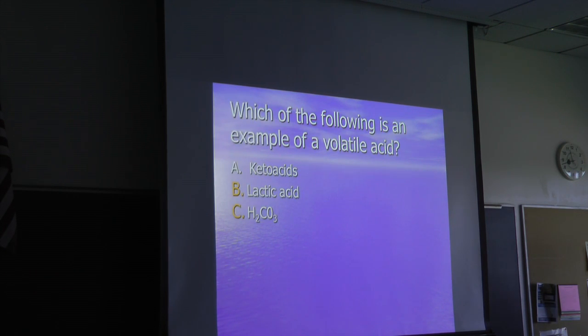Which of the following is an example of a volatile acid? I don't know why some of them are yellow and some of them are white, so ignore that. Is keto acid considered a volatile acid? No, because they can't break apart into a gas, right? Can lactic acid break apart into a gas? No. What about carbonic acid? Yes, so C is the answer.